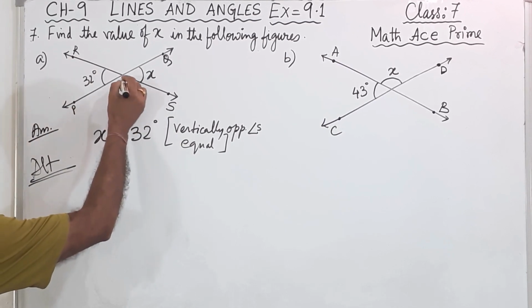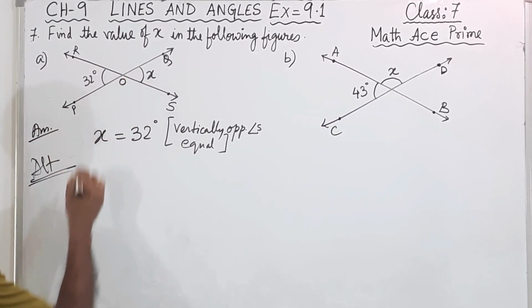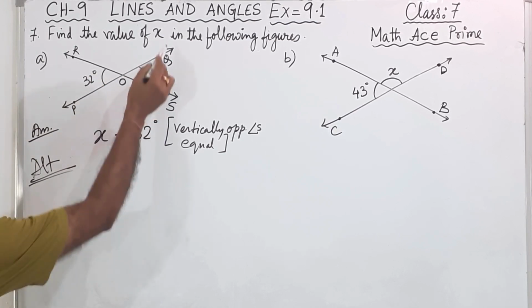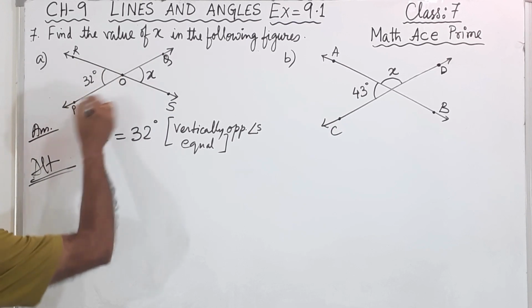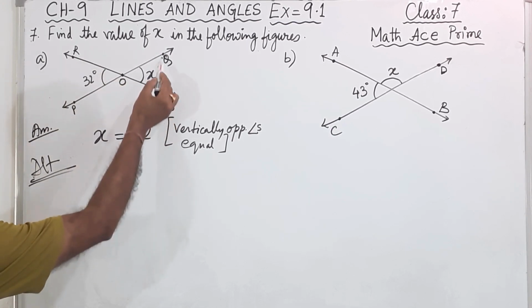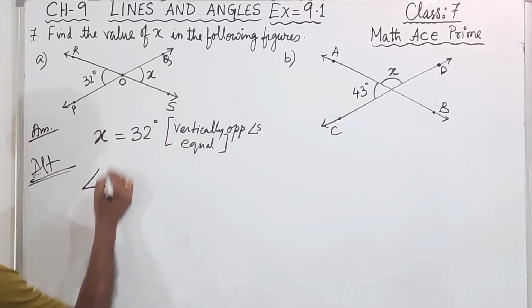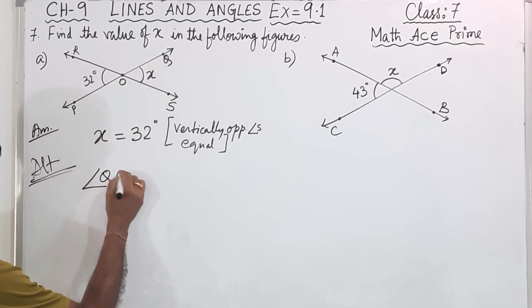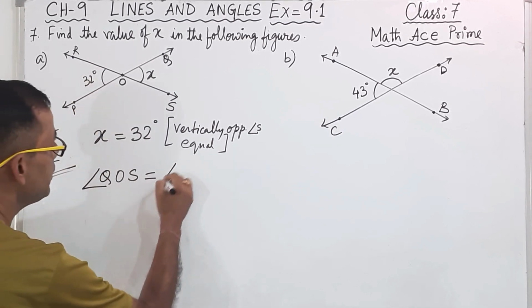So this one you can write here O. Okay. Now what you can do, you can write, see these two lines are intersecting at the point O. So what is the name of this angle? Angle POR, and this one QOS. So what I can write, angle QOS equal to angle POR.